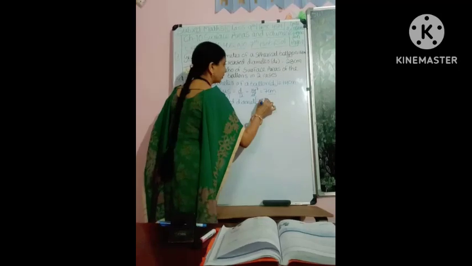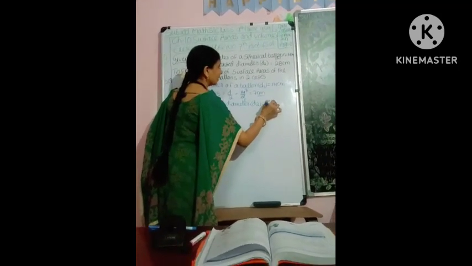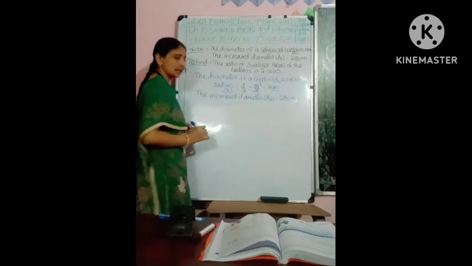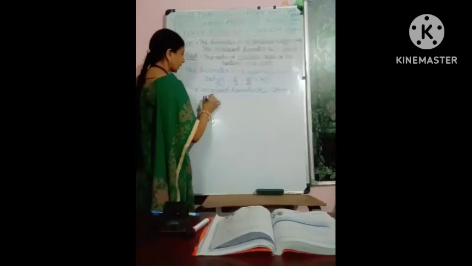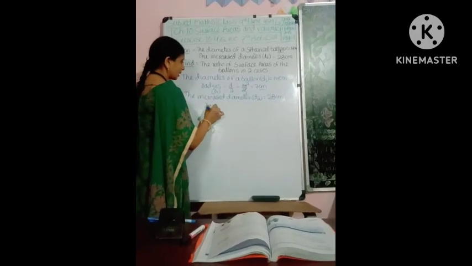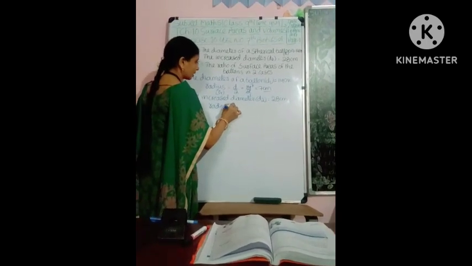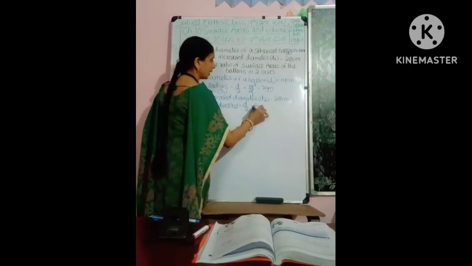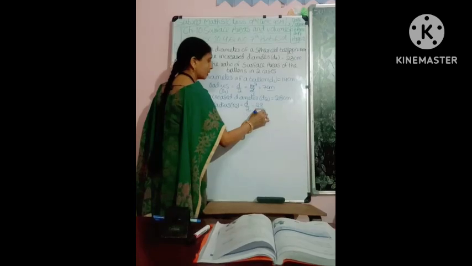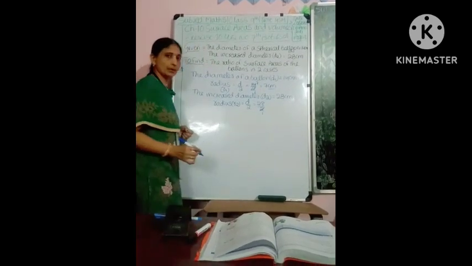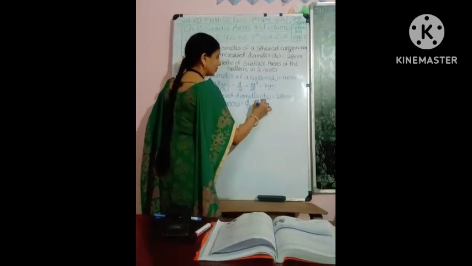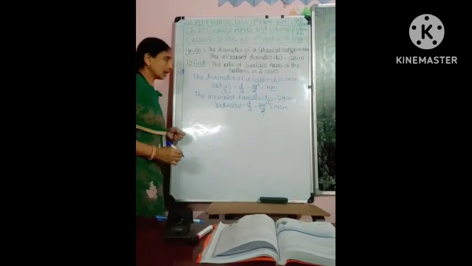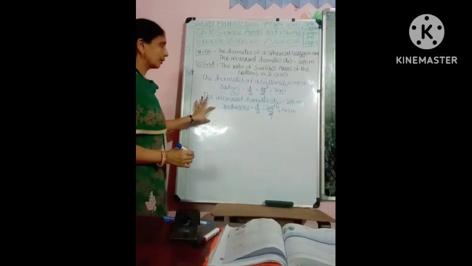Diameter D2 is given as 28 centimeters. Next, how to calculate the radius? Radius R2 is equal to half of the diameter, so 28 by 2. Simplify this: in the table of 2, 2 ones are 2 and 2 twos are 4, 2 fours are 8. So 14 centimeters. Okay, R1 and R2 we got it.